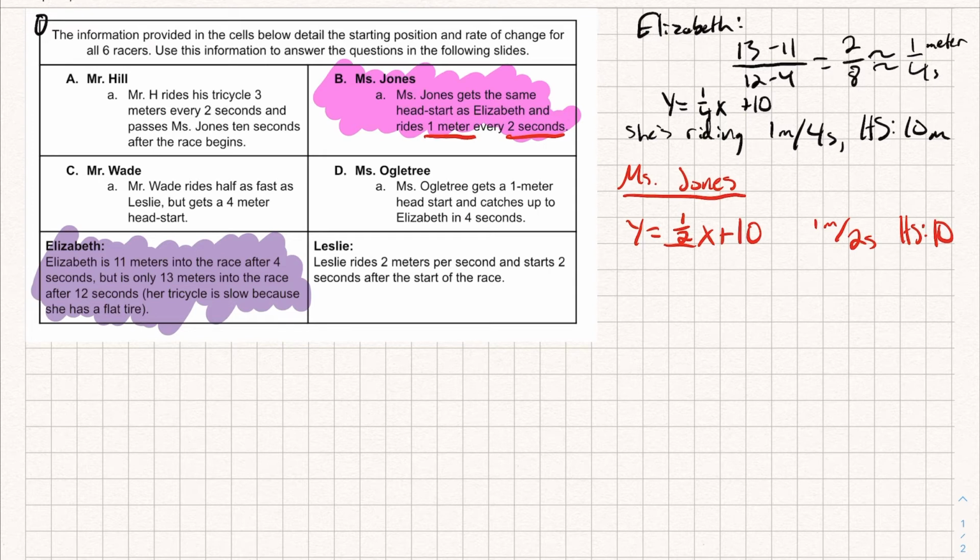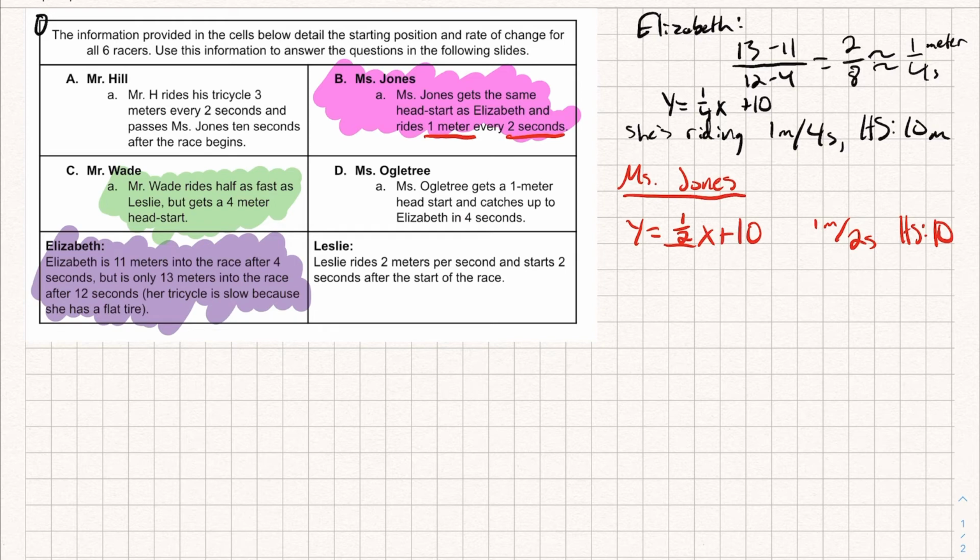Now, let's go ahead and take a look at Mr. Wade. So it says that Mr. Wade rides half as fast as Leslie, but he's going to get a 4-meter head start. So if we look at Leslie's race, it says that she rode 2 meters per second. So if he's riding half as fast as Leslie, and Leslie's going 2 meters per second, that means that Mr. Wade's only going 4 meters per second. I mean, he's only going 1 meter per second, because half of 2 is 1.